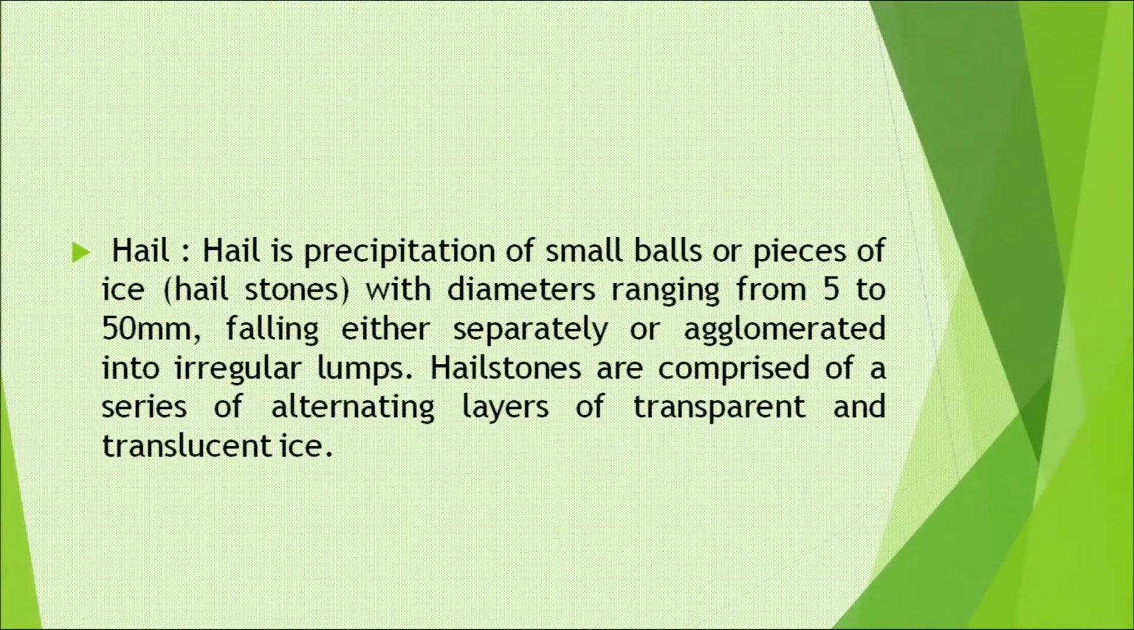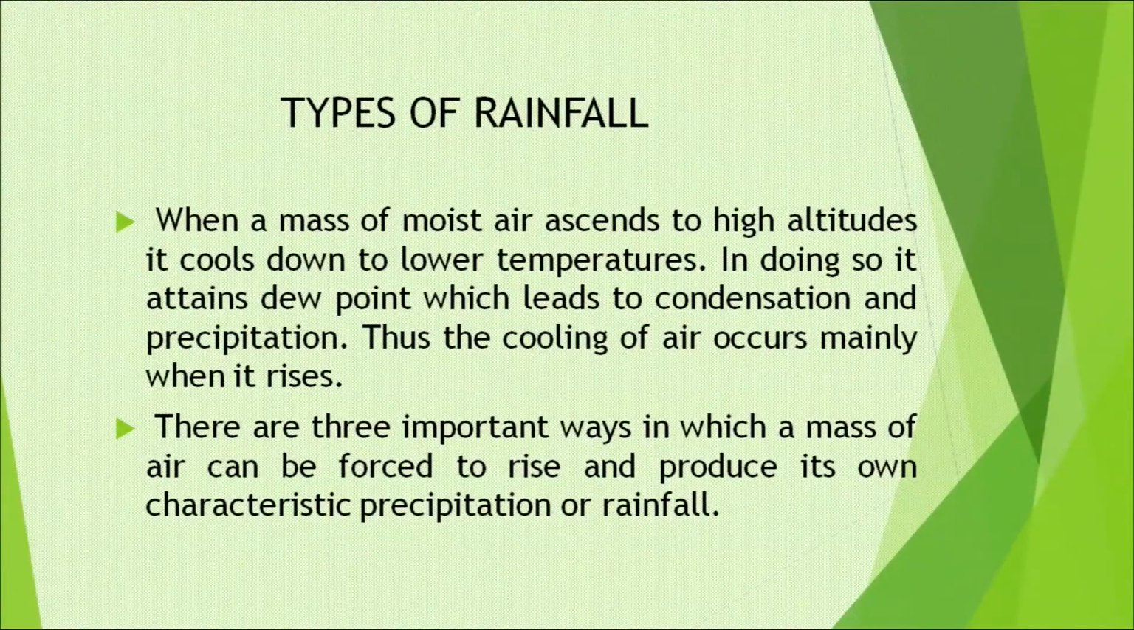50 millimeters, falling either separately or agglomerated into irregular lumps. Hailstones are comprised of a series of alternating layers of transparent and translucent ice. Now, what are the types of rainfall? When a mass of moist air ascends to high altitudes, it cools down to lower temperatures. In doing so, it attains dew point, which leads to condensation and precipitation. Thus, the cooling of air occurs mainly when it rises.